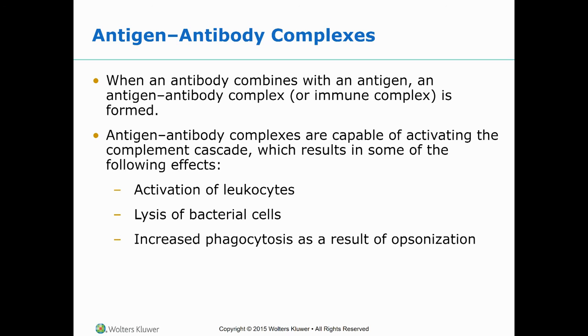Okay. So whenever you have an antibody-antigen complex or an immune response, what's going to happen here is you're going to basically activate a couple of things. You're going to make more leukocytes. So essentially, you're going to make more white blood cells. Remember, leukocytes are the same thing as white blood cells. You're going to start killing bacterial cells. And you're going to increase phagocytosis because you want to do this idea of opsonization.